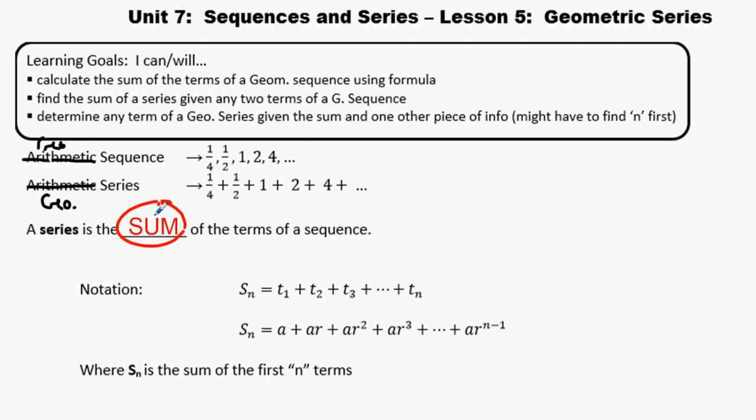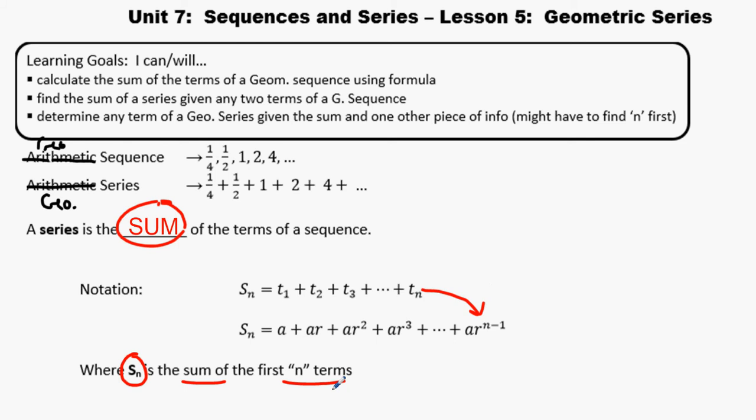So our notation is this: Sn is equal to T1 plus T2 plus T3 plus dot dot dot plus Tn. And it's also going to be written as, instead of T1, we can write it as A. T2, since it's geometric, is A times R, plus T3 is A times R squared. T4 would be A times R cubed, plus dot dot dot plus Tn would be A times R to the n minus 1. Where Sn is the sum of the first n terms.